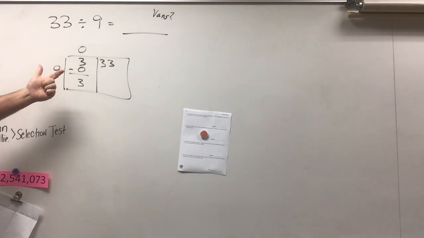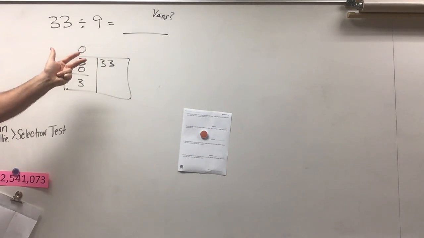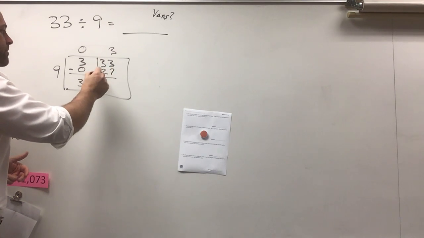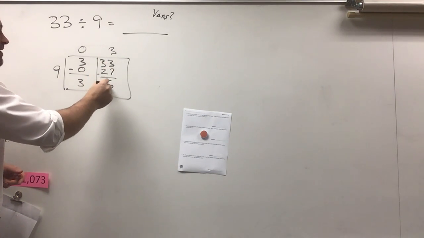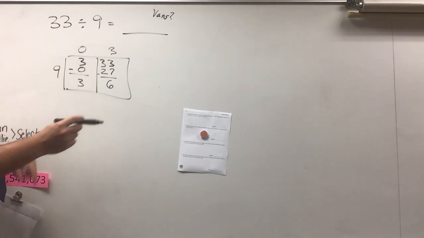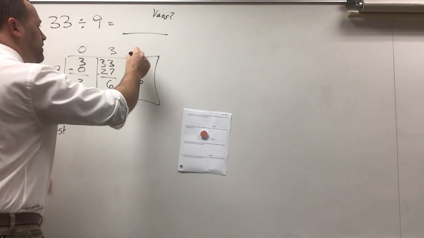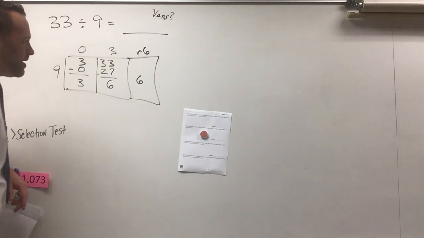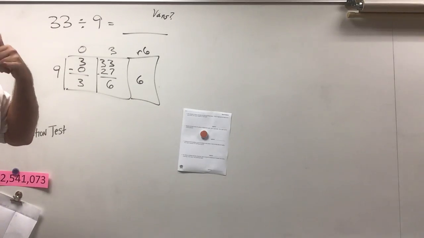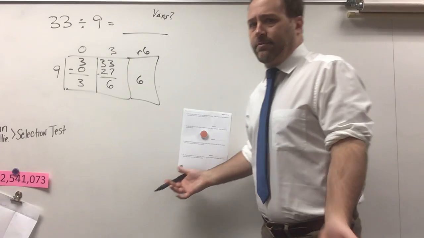9, 18, 27, 36. Well, that's too many. You better go back to 3. 9 times 3 is 27. Subtract to get 6. That's a good remainder because it's less than 9. Now here's the tricky part. I know my remainder is 6. If I called up a van company and said, give me 3 R6 vans, do you think they'd know what I'm talking about? I don't think so.